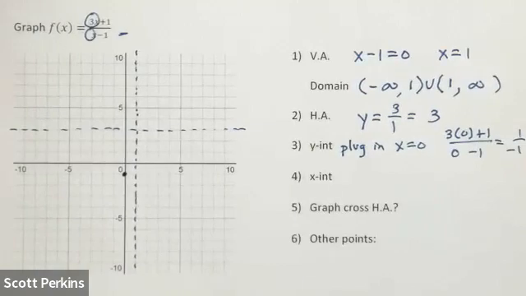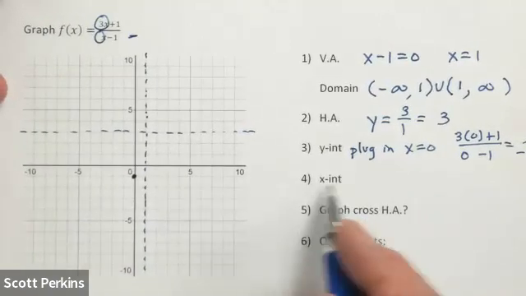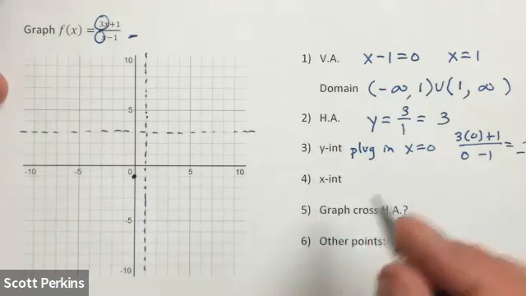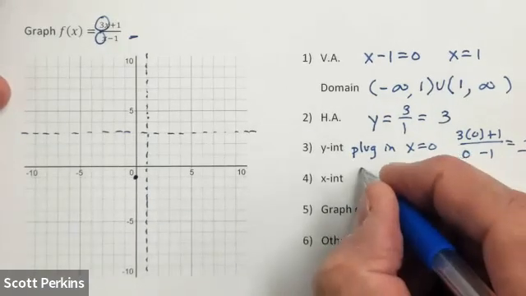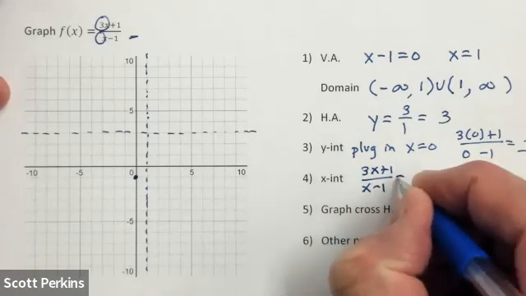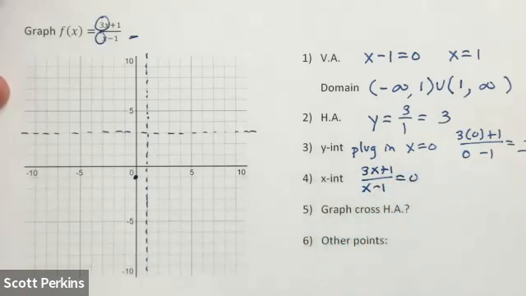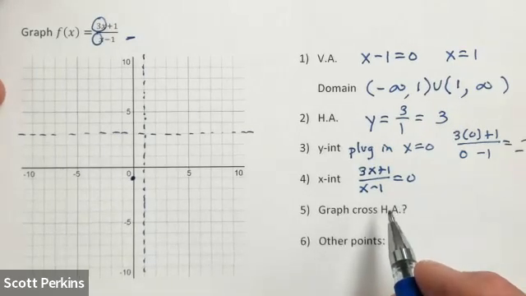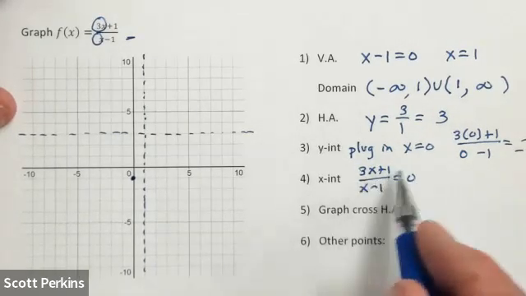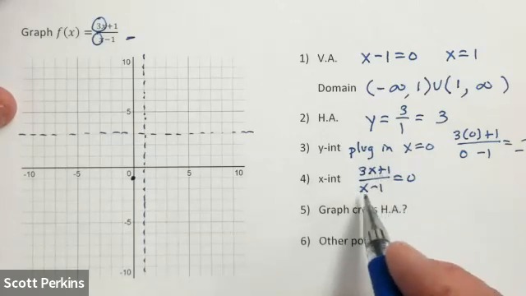The next point of reference to get is my x-intercept. The x-intercept happens when the function value is 0. So for instance, when my (3x plus 1) over (x minus 1) equals 0. The good news when dealing with a rational function is that it takes on the value 0 when the numerator is 0. 0 divided by whatever number.